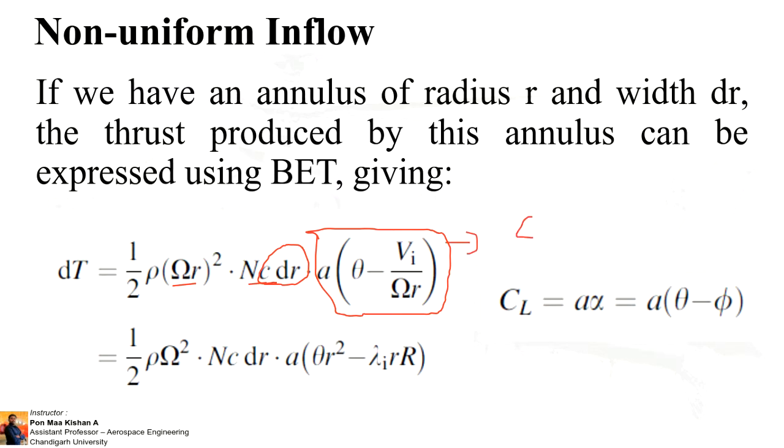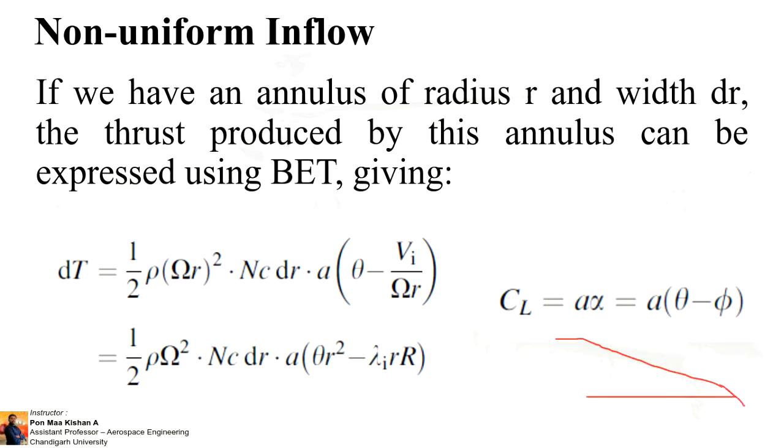Okay, so I have mentioned here, CL is equal to a alpha, that is a multiplied by theta minus phi, where phi is given as the inflow angle. I hope you remember the blade element theory again, so I will be drawing that graph. This is the triangle, and this is phi. This is omega r, or we can say it is U.